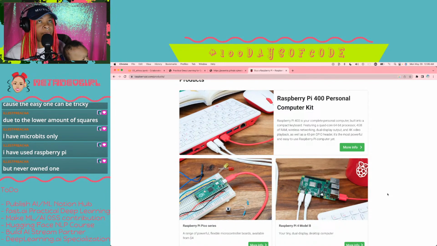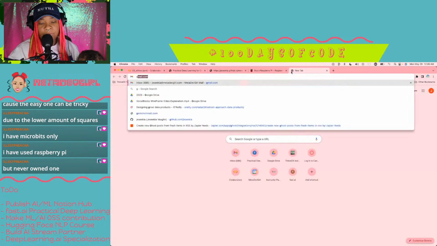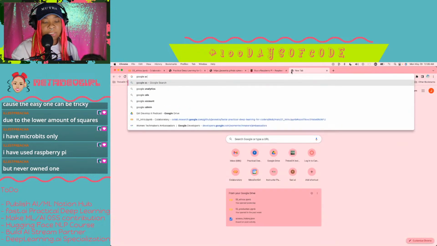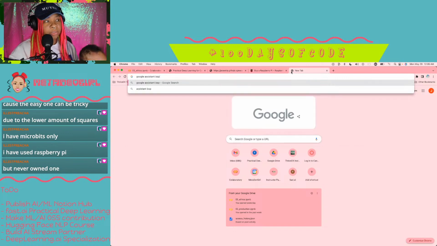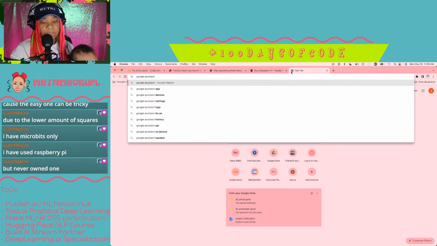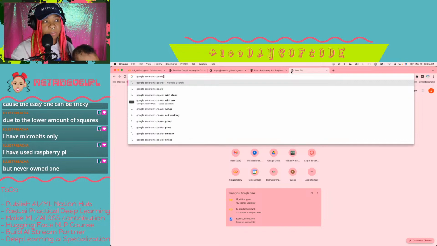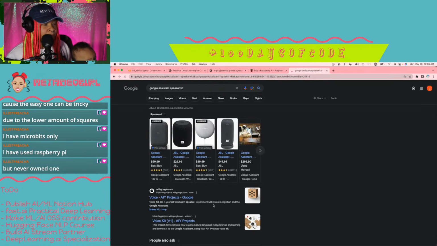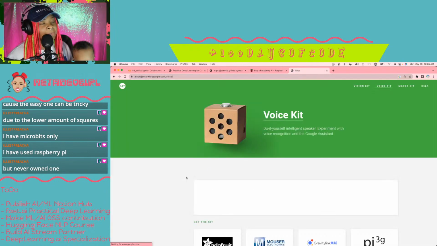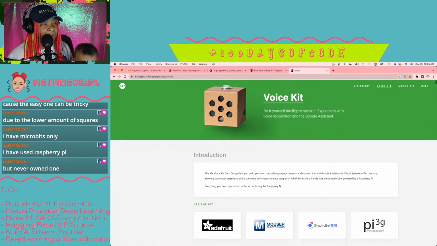I think that's a full-size Raspberry Pi. I think I have at least two more because I have one of those. Google had a Google Assistant speaker kit. I think it was the AIY project. I can't remember what size.